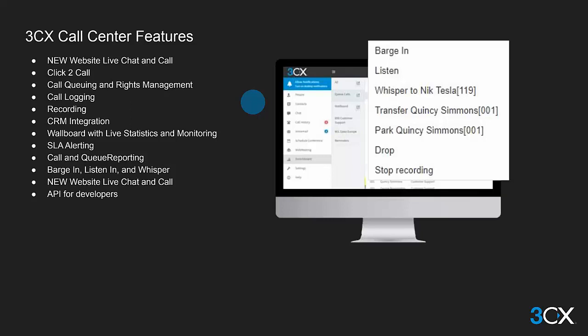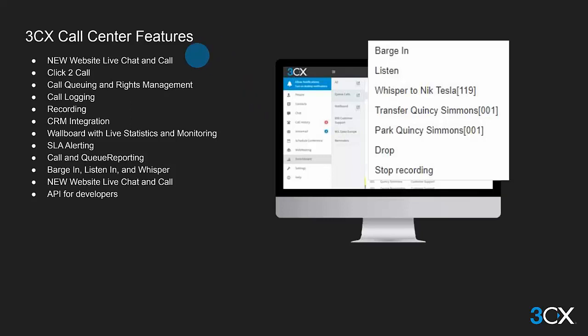So 3CX offers advanced call center features for maximum employee productivity and enhanced customer service. Included out of the box are features that are going to make your agents more efficient while also giving your management easy access to be able to monitor the business and see what your agents are doing on the phone.